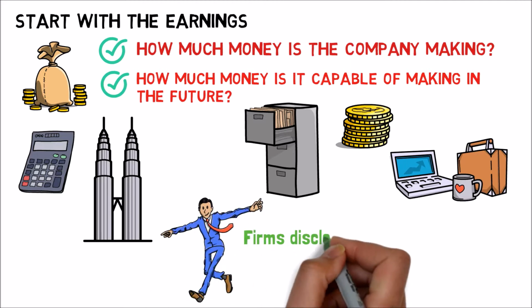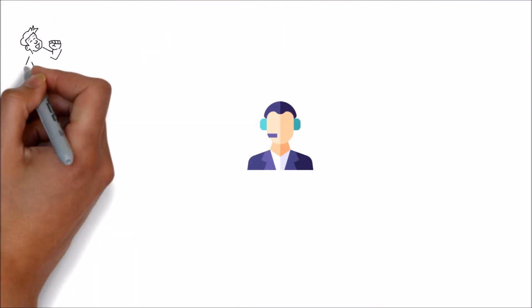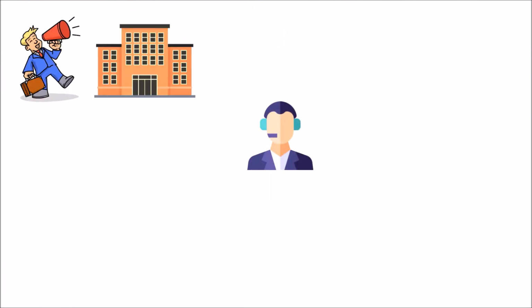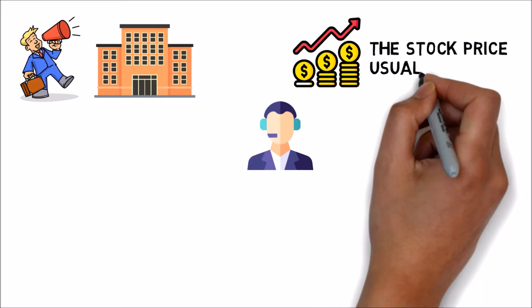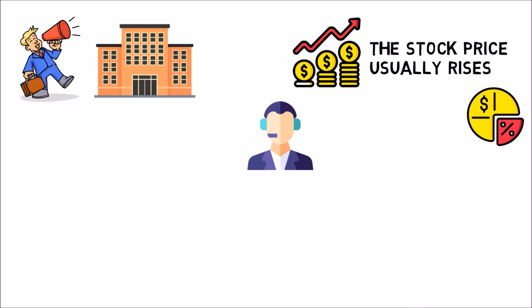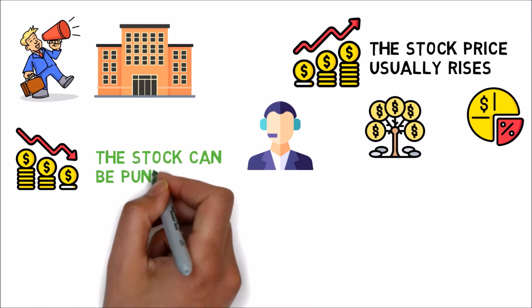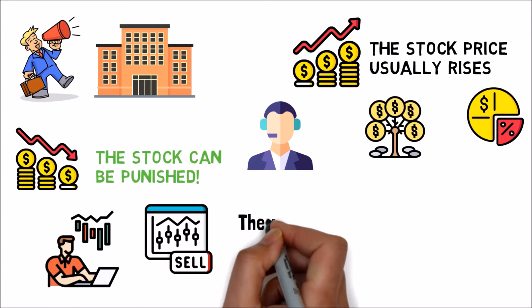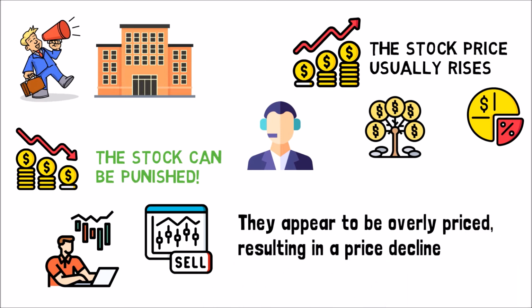Investors will be pleased to learn that firms disclose their quarterly results throughout the year. Analysts pay close attention to these announcements, especially for large firms. When a firm reveals that earnings are increasing, the stock price usually rises. If one isn't already present, it may also result in bigger dividends, or even the creation of a dividend in some instances. When earnings fall short of forecasts, the stock can be punished. That means traders sell off their holdings as soon as they appear to be overly priced, resulting in a price decline.